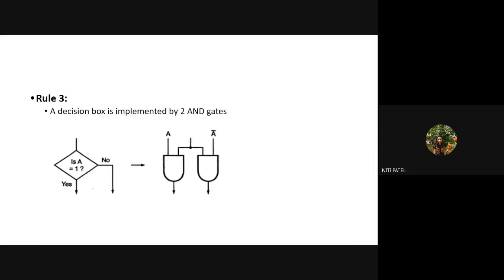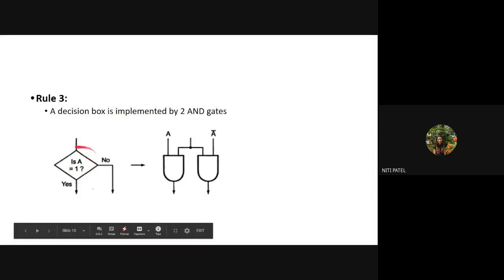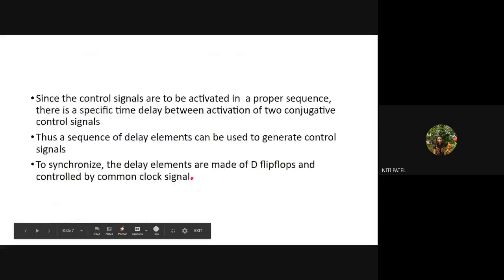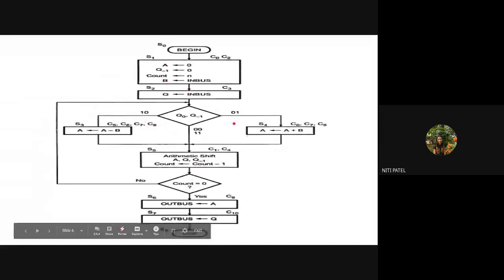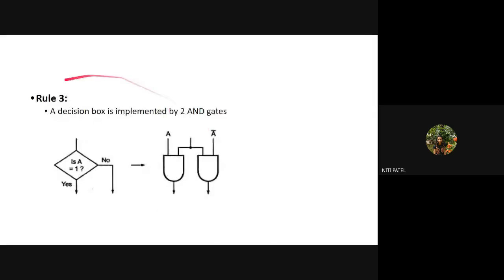What is rule 3? If there is a decision box like this, how is that decision box implemented? It will be implemented by using a 2 AND gate. Okay, so do I have a decision box over here? Yes. So whenever this is executed, how will it be executed? It will be executed by using an AND operation. So if I have a decision box like this, it will be implemented by using a 2 AND gate.